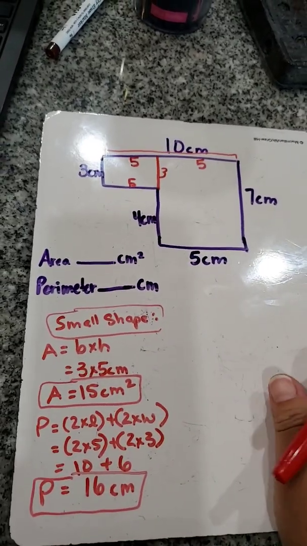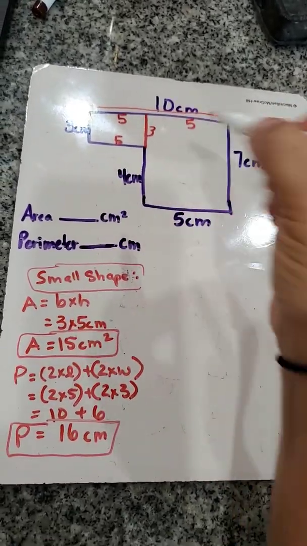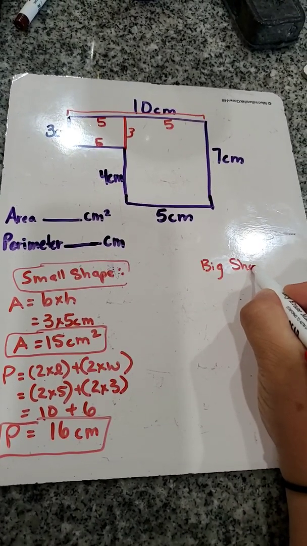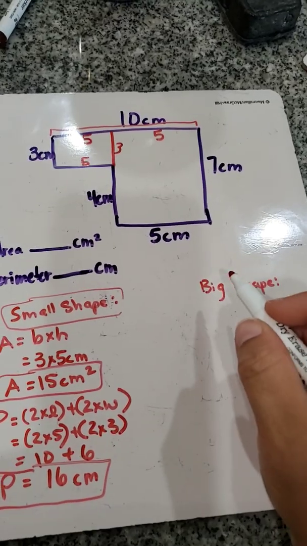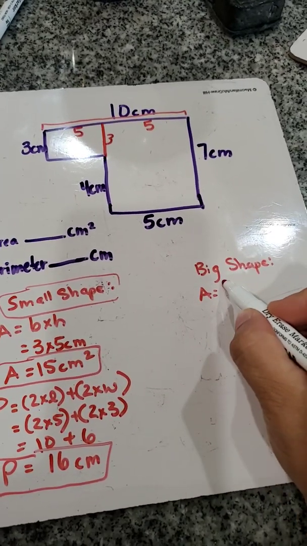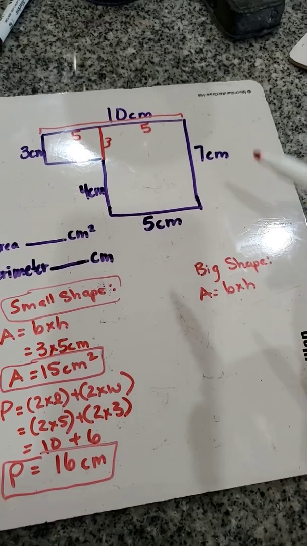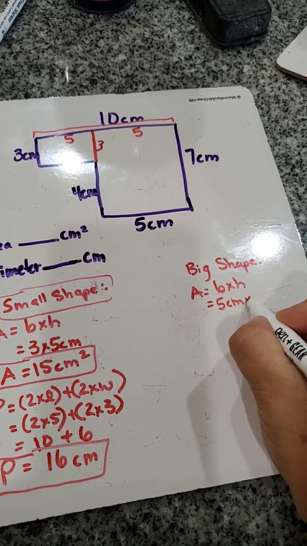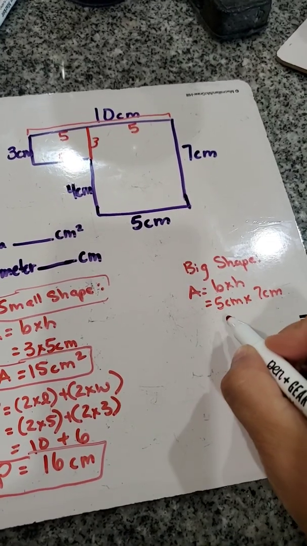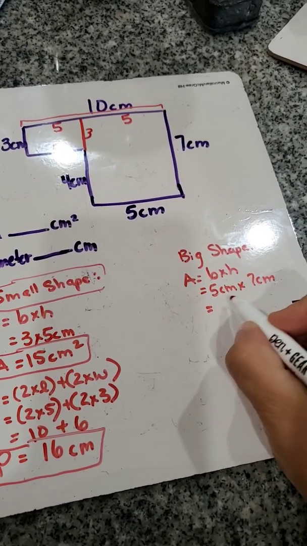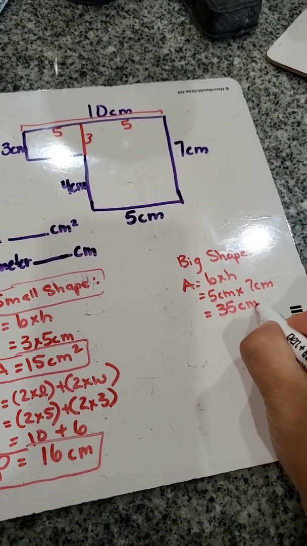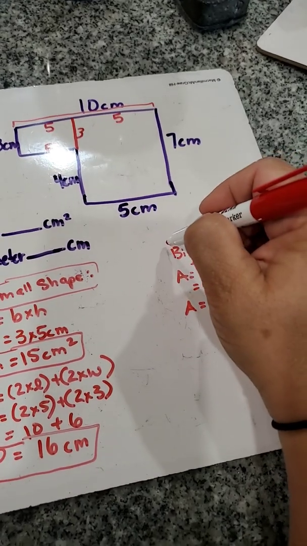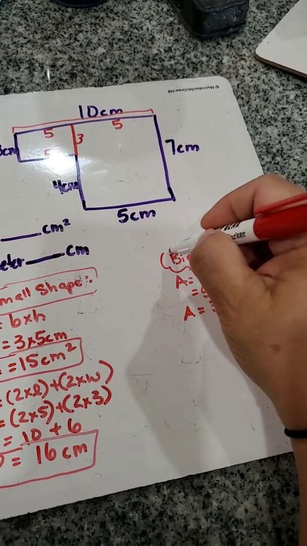Are we finished? Oh no, we're not finished. Now we must do the big shape. We'll call him big shape or larger shape. So first we must do the area. Again, base times height, length times width. So 5 times 7. 5 centimeters times 7 centimeters is 7 times 5 is 35 centimeters squared. So that's our area of the big shape.